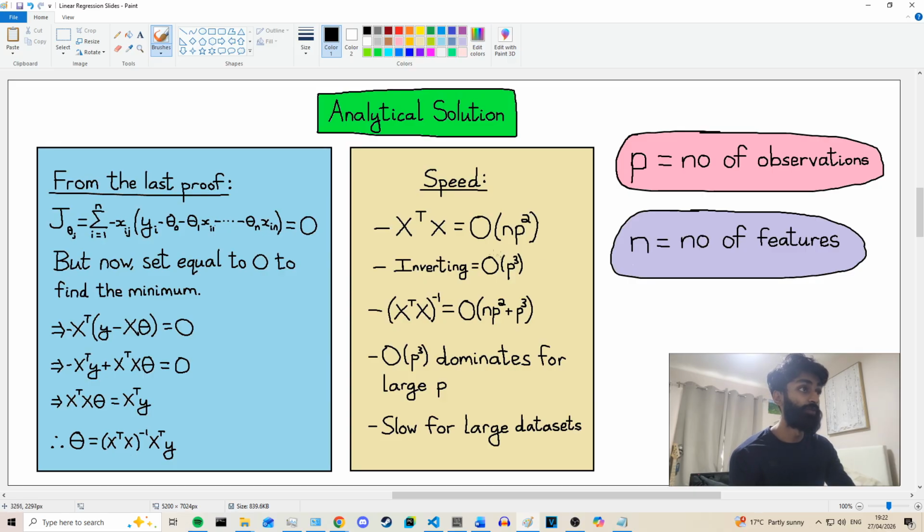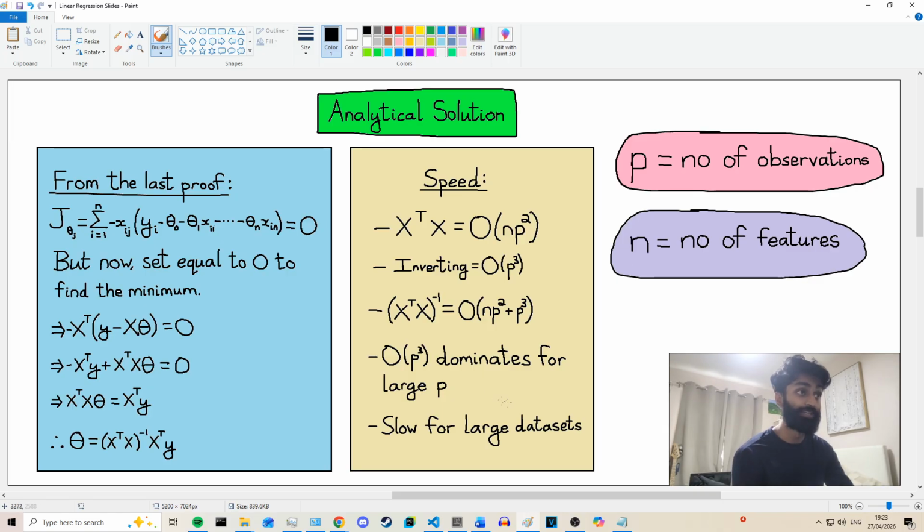So looking at this brown box here, X transpose times X is of order n times p squared, n being the number of features, p being the number of observations, and inverting takes O of p cubed. So to do this entire computation and invert it together is O of n p squared plus p cubed, though this p cubed term predominantly dominates for large p. And p cubed, say you have 100,000 pieces of information and then you've got to cube that, 10 to the 5 cubed, 10 to the 15. That is very large, and it takes a very long time to compute as a result of that.